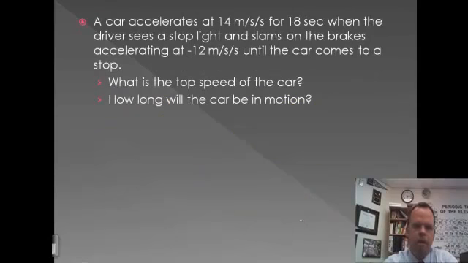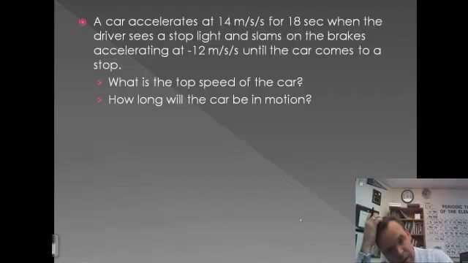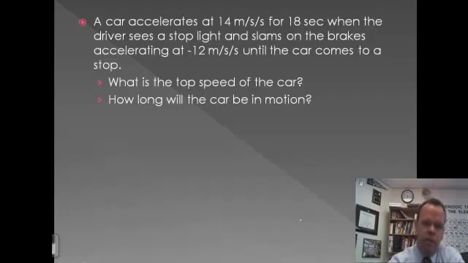Okay, one last, much more challenging problem. A car accelerates at 14 meters per second squared for 18 seconds. When the driver sees a stoplight, it slams on its brakes, accelerating at negative 12 meters per second squared until the car comes to a stop. What is the top speed of the car? How long will it be in motion?